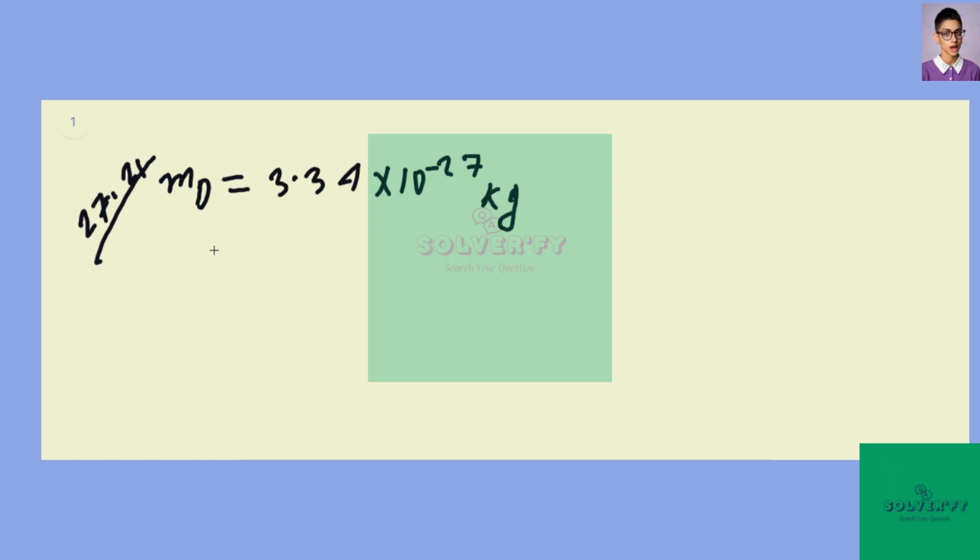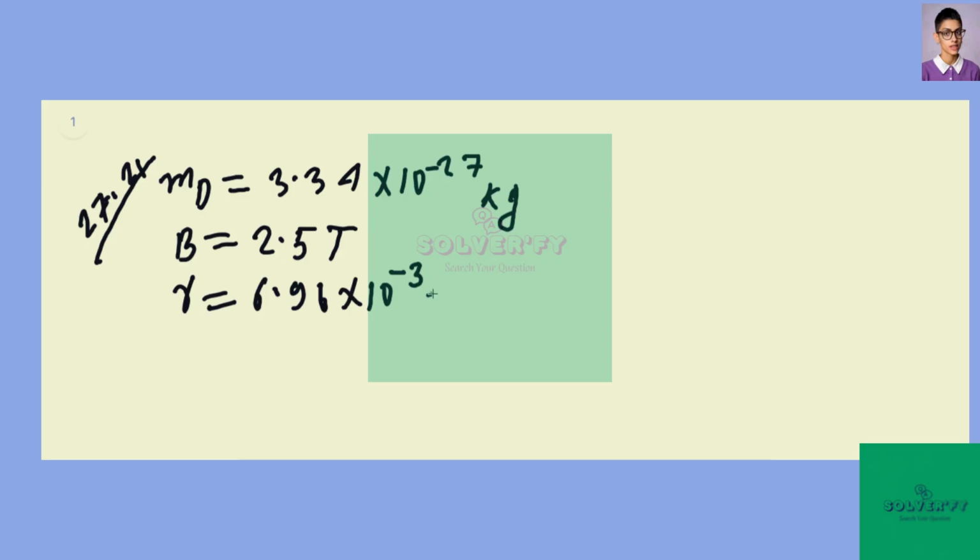Okay, so the mass of the deuteron is 3.34 times 10 to the negative 27 kilogram, and this is moving in a magnetic field of the magnitude 2.5 Tesla. Now, when a charged particle moves in a magnetic field, it moves in a circle. In this case, the radius of the circle is given, which is r equals 6.96 millimeter. So I'm just going to write down 6.96 times 10 to the negative 3 meter.